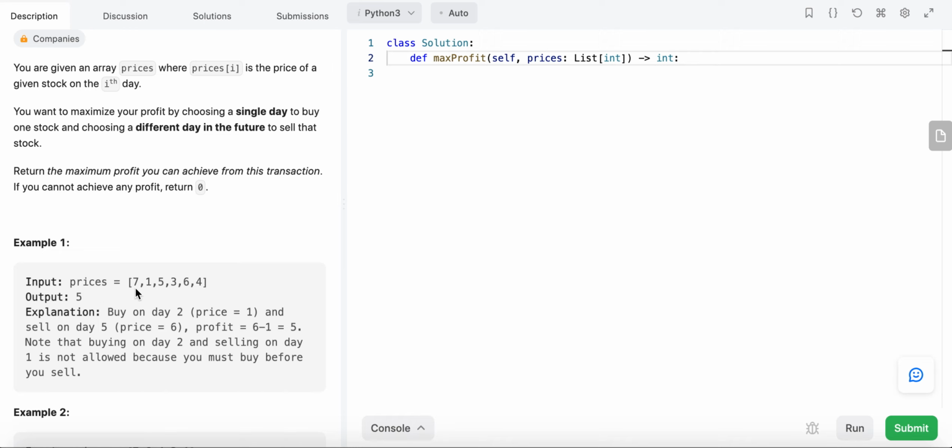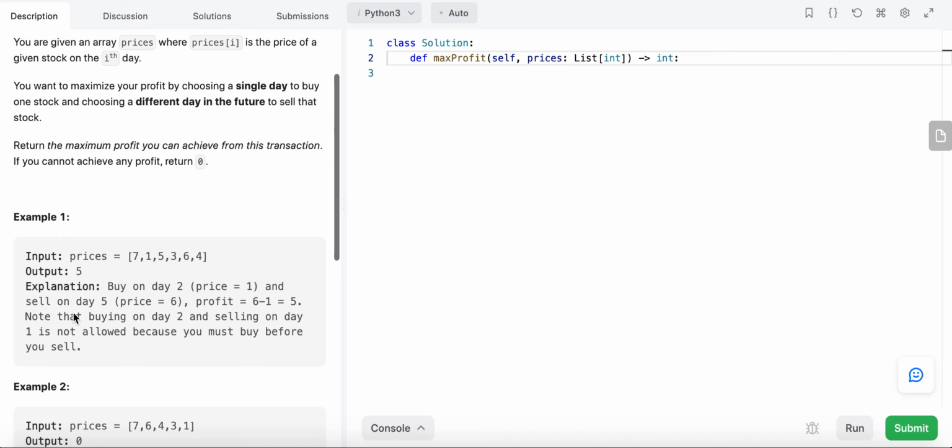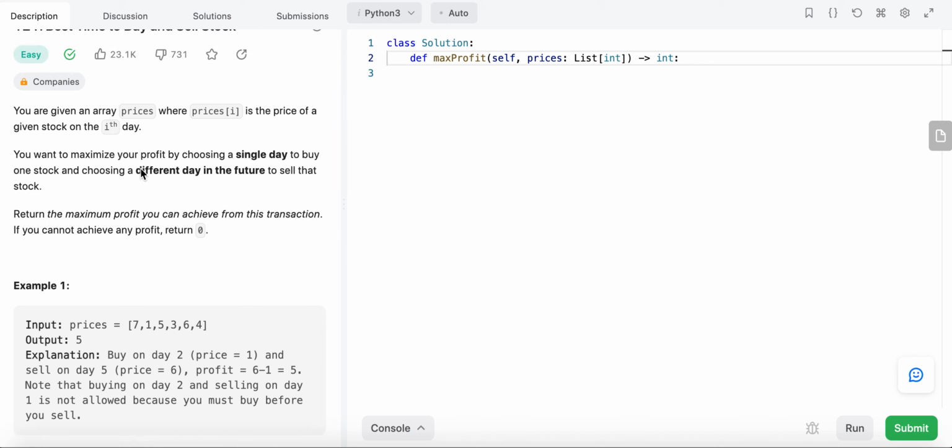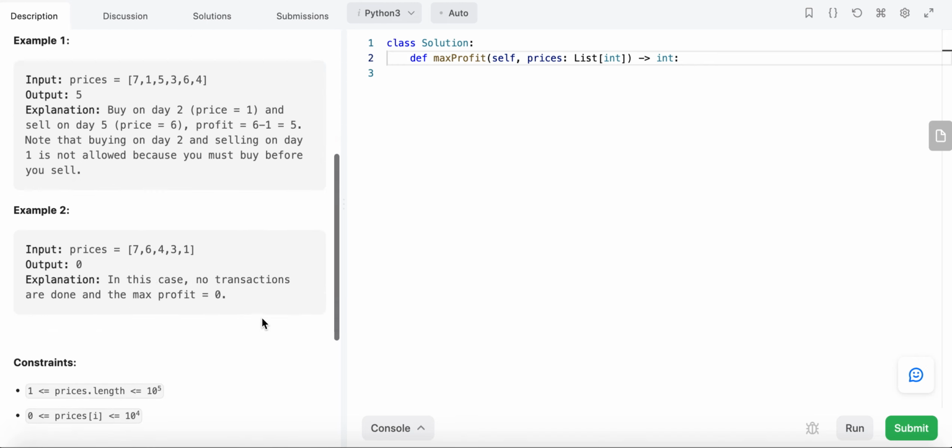Example 1, prices equals [7,1,5,3,6,4]. The output should be 5 because if you buy on day 2 when the price is 1 and then sell on day 5 when the price is 6, the profit is 6 minus 1 equals 5. The problem also suggests that if you buy on day 2 and sell on day 1, it's not allowed because you must buy before you sell. That's why it highlights a different day in the future to sell.